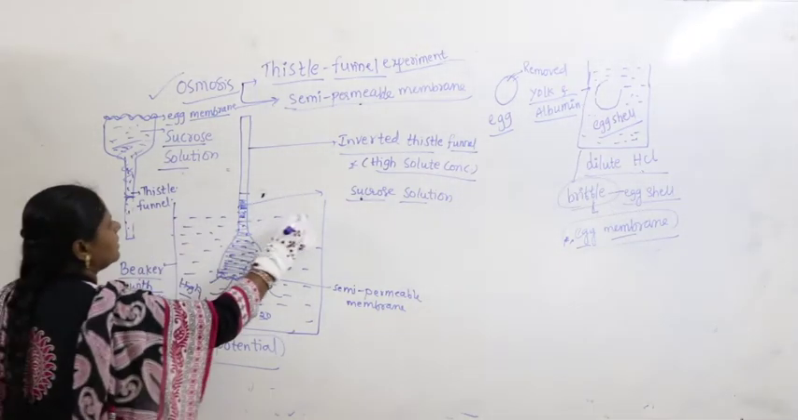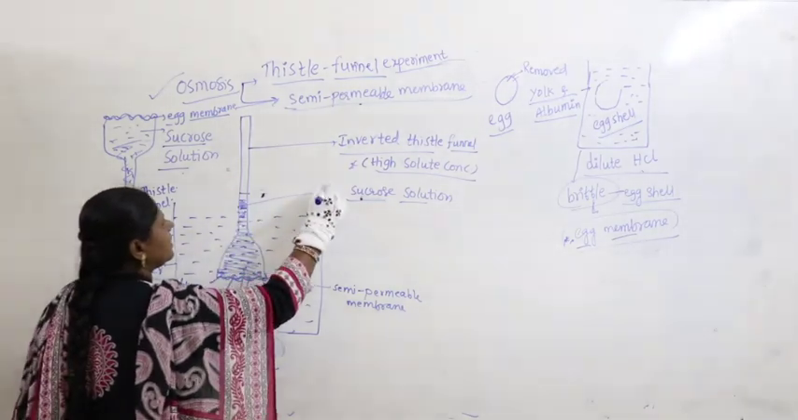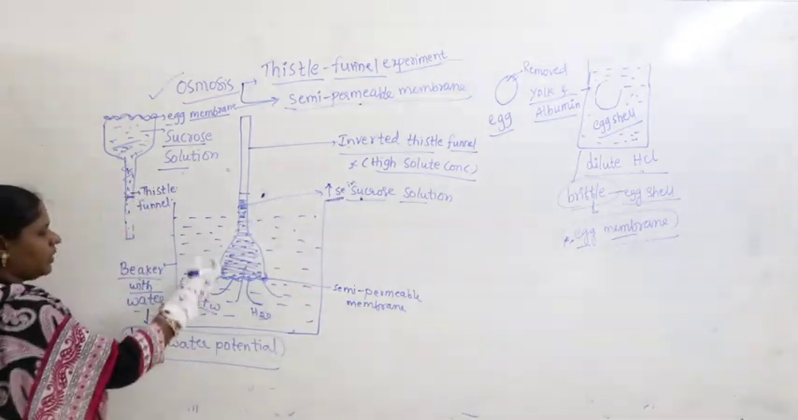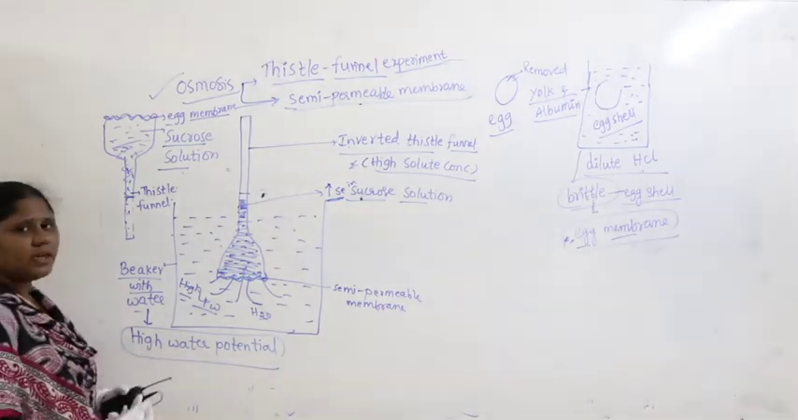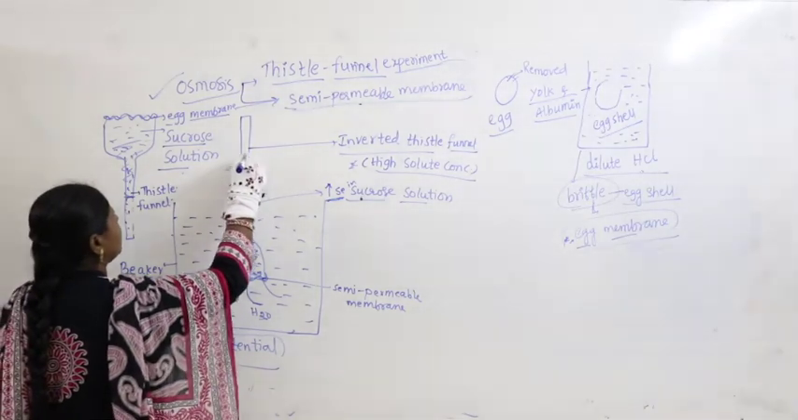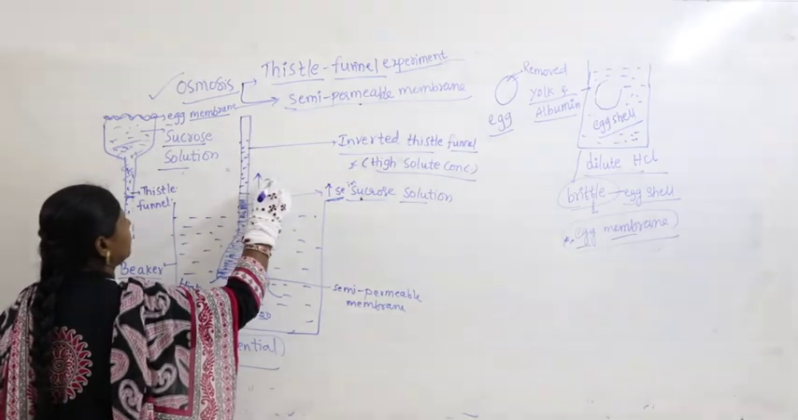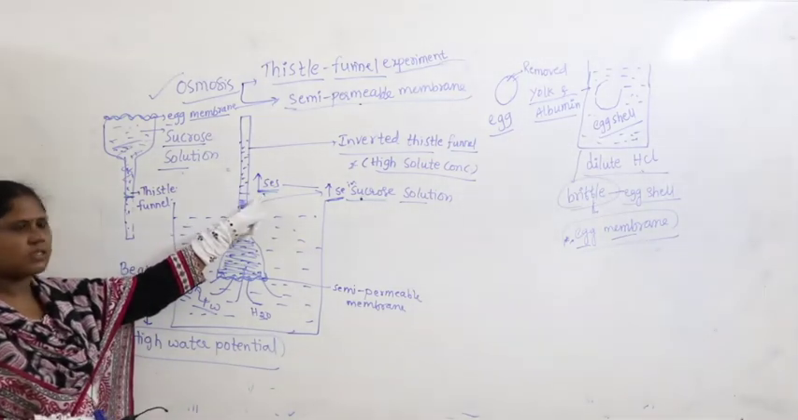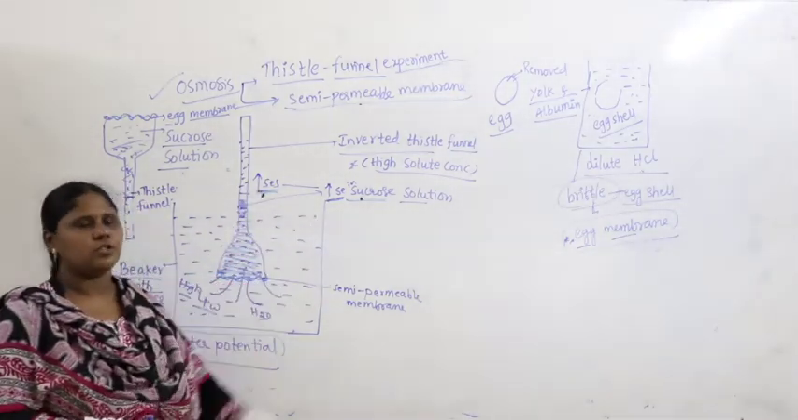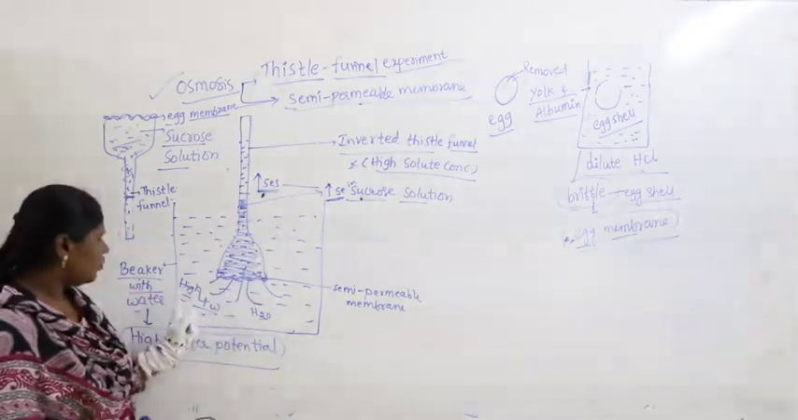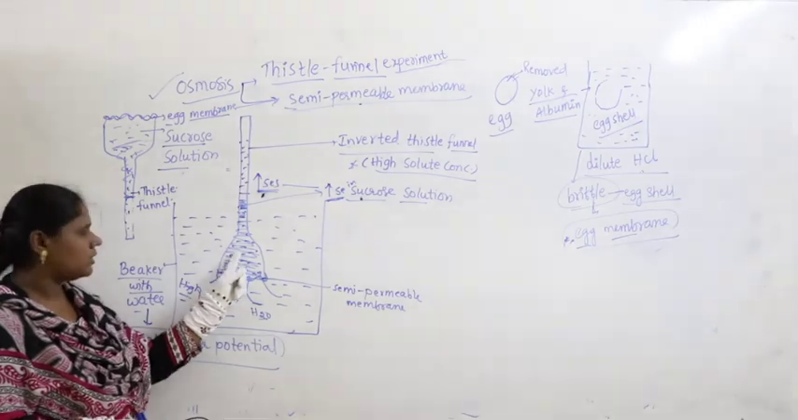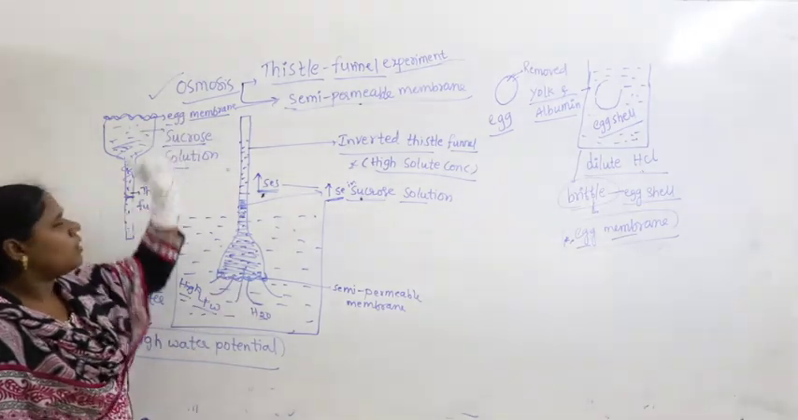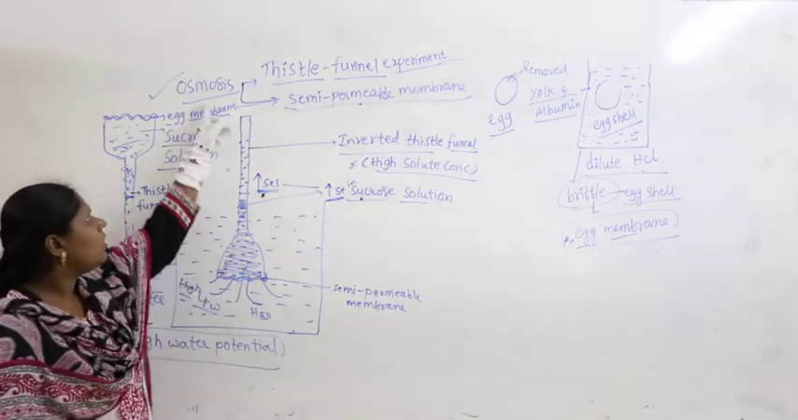As a result, after some time, the scientists observed that there is an increase in the sucrose solution. How do we come to know that water is entering? After some time we can see an increase in sucrose solution. That's an indication that water is moving from higher water potential to lower water potential across the semi-permeable membrane. This is called osmosis.